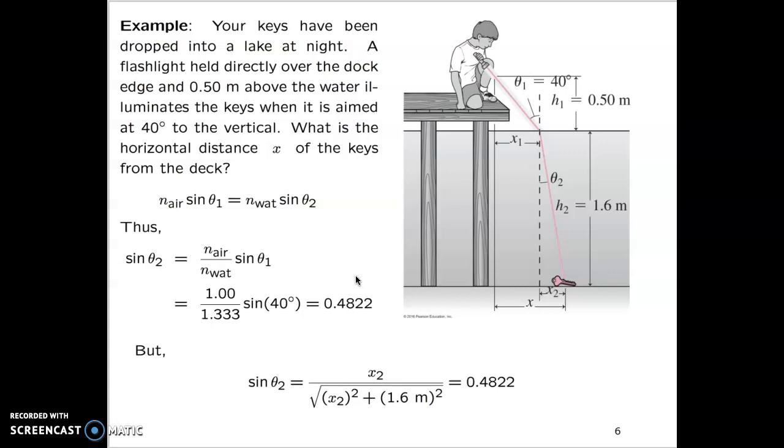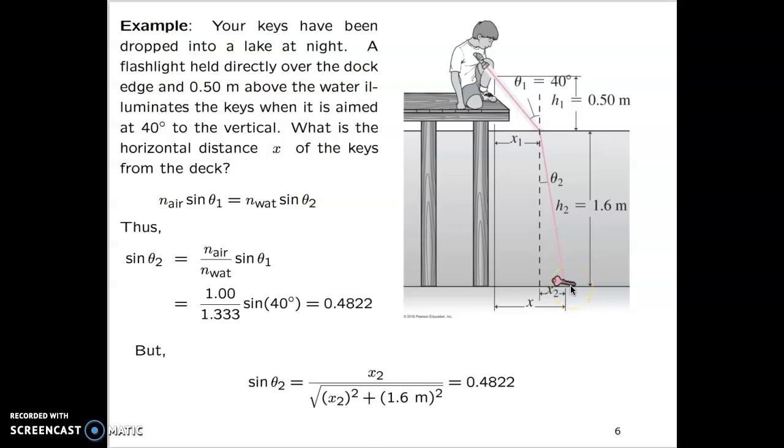Okay, so we have a problem here. Here's the relevant picture. Your keys have been dropped into a lake at night. A flashlight held directly over the dock edge, 0.5 meters above the water, illuminates the keys when it is aimed at 40 degrees to the vertical. What is the horizontal distance, x, of the keys from the dock?